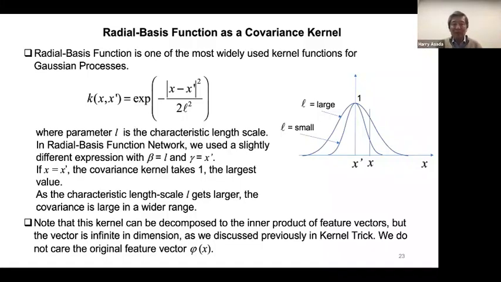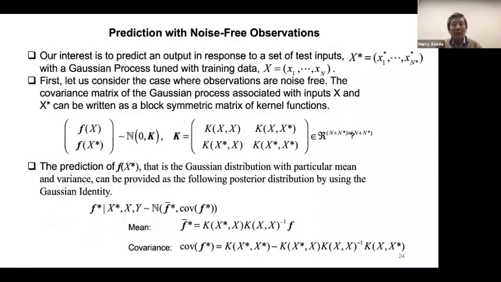And it turns out that each phi(x) is infinite dimensional, right? But we just keep it in this kernel form. We don't have to worry about that kind of situation. Okay, now this is the final important part, the mathematical tools, and I hope you can master them.